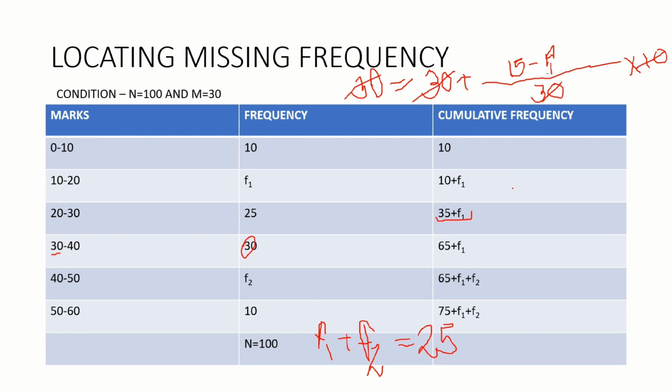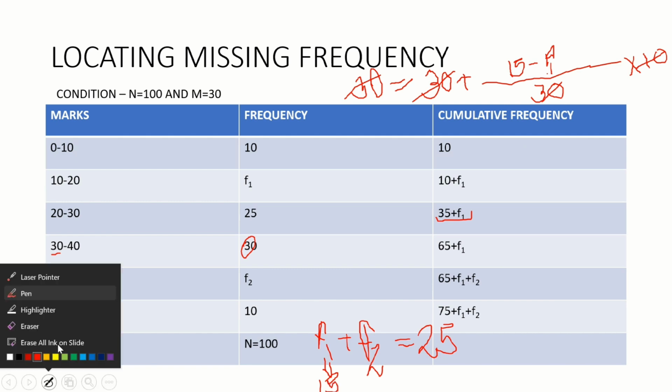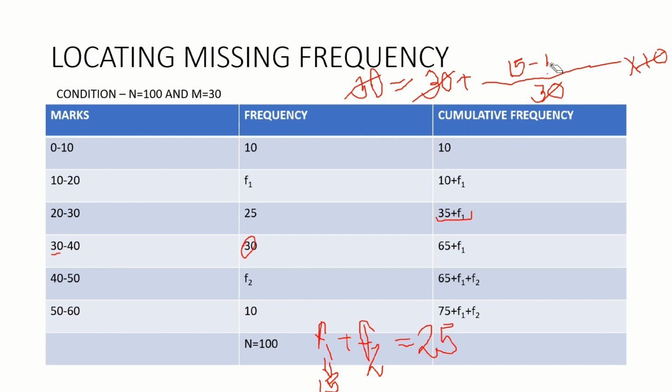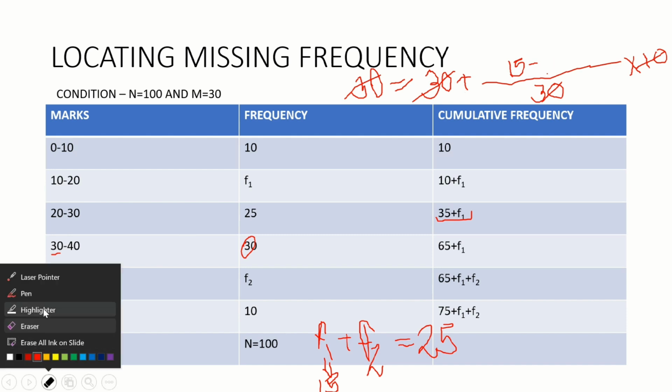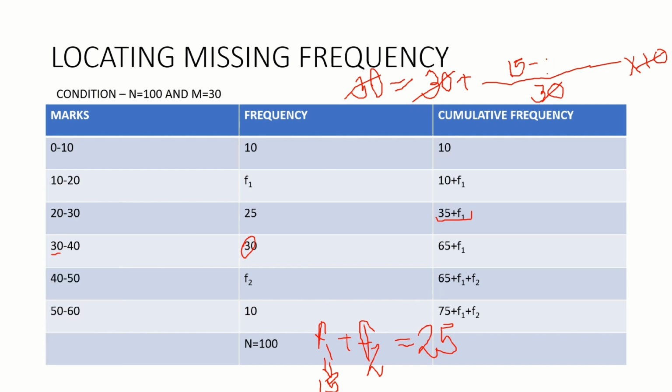That means that F1 is 15. 15 minus 15 divided by 3 is equal to 0, because 15 minus 15 is equal to 0, and 0 divided by 3 is 0. And if F1 is equal to 15, we know that F2 is equal to 10.